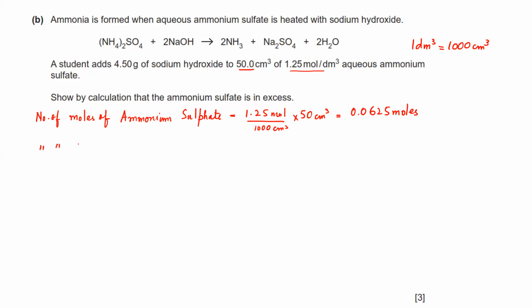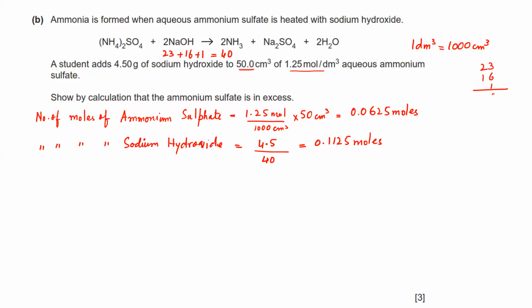Now the number of moles of the other reactant, that is sodium hydroxide. So 4.5 grams, 4.5 divided by the molecular mass of sodium hydroxide, which is 23 plus 16 plus 1. This comes out to be 40. So it is equal to 0.1125 moles. So 23 plus 16 plus 1 is 40. Yeah, we are right. We're good. So the equation is right.